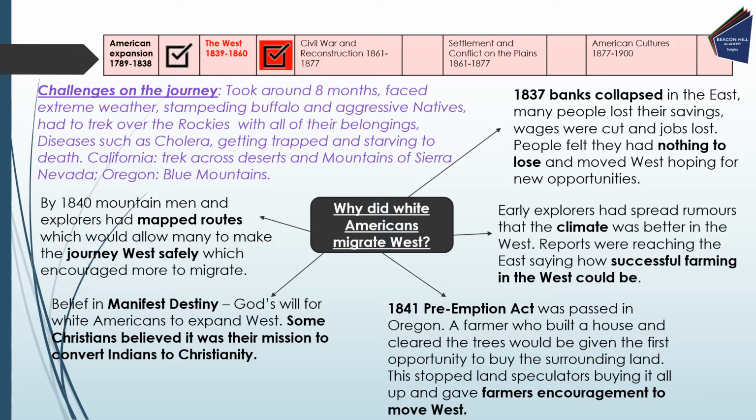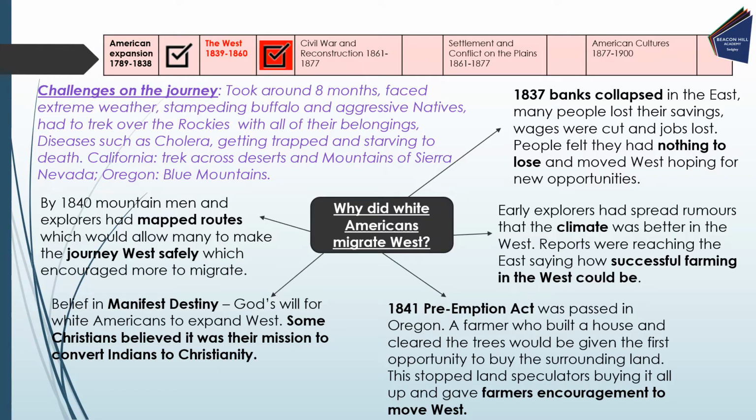We know that the journey west was very, very difficult, so it took around 8 months. They would have faced extreme weather, stampeding buffalo and understandably aggressive natives. They had to trek over the Rockies with all of their belongings, and diseases such as cholera were a real problem. Many got trapped and could starve to death. And if you were heading to California, you would have to trek across deserts and the mountains of Sierra Nevada. And if you were heading to Oregon, you would need to trek across the Blue Mountains.